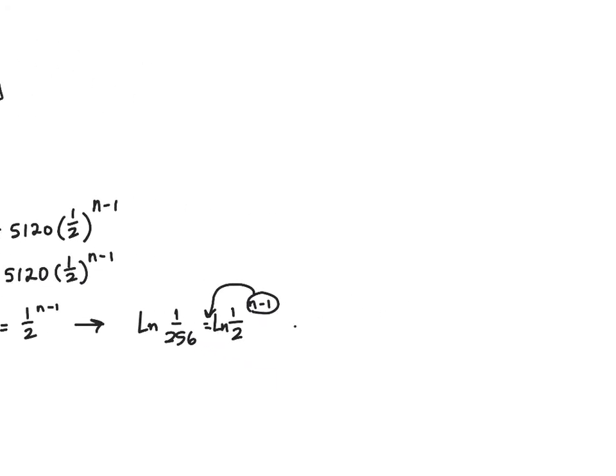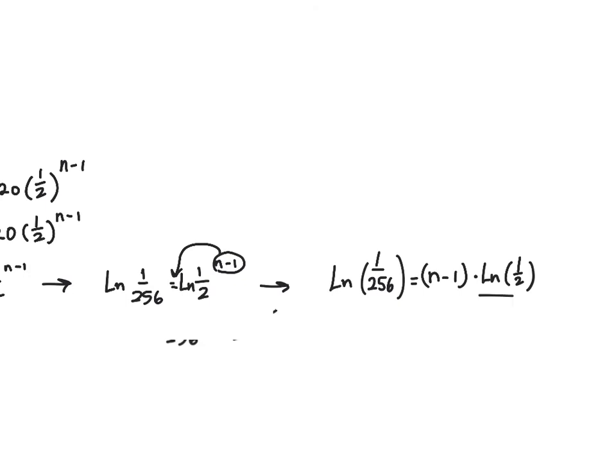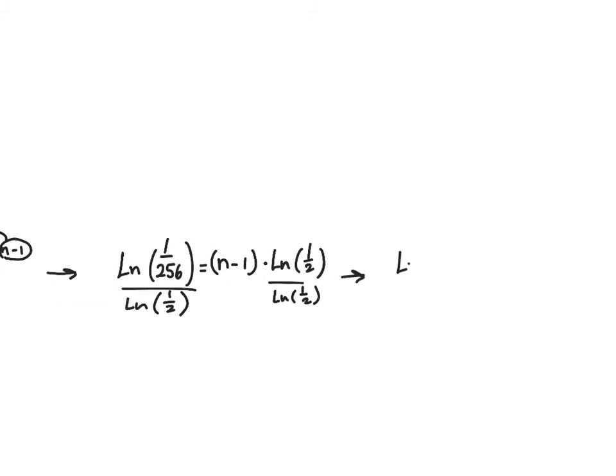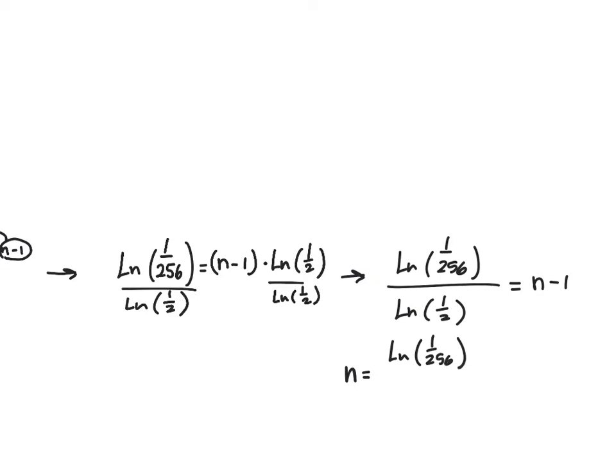So now we have natural log of 1 over 256 equals n minus 1 times the natural log of 1/2. Now I can divide by the natural log of 1/2. Now I have natural log of 1 over 256 divided by the natural log of 1/2 equals n minus 1. So last step is to add 1 to both sides. So n equals natural log of 1 over 256 divided by the natural log 1/2 plus 1.